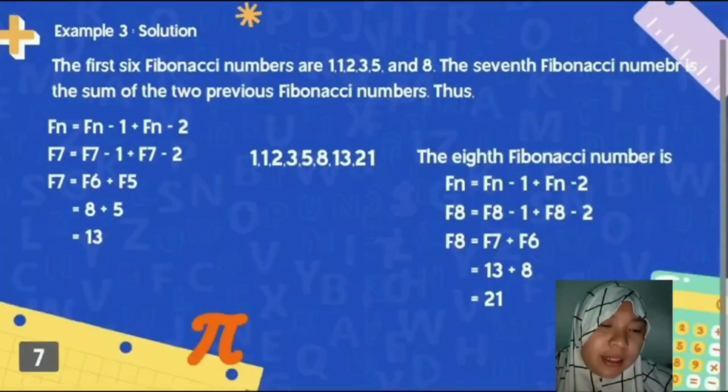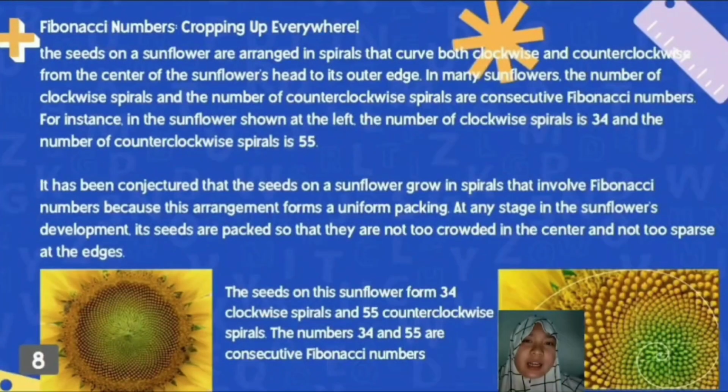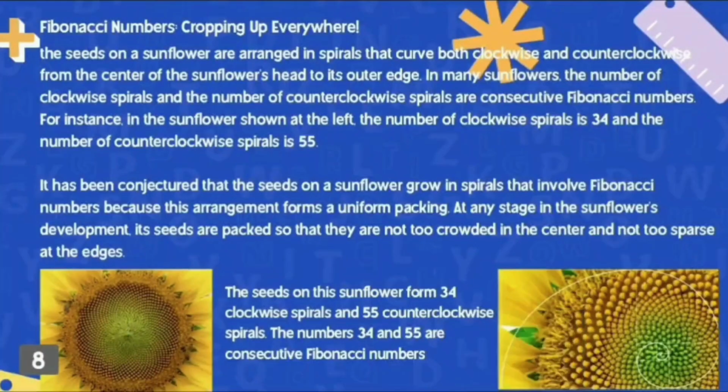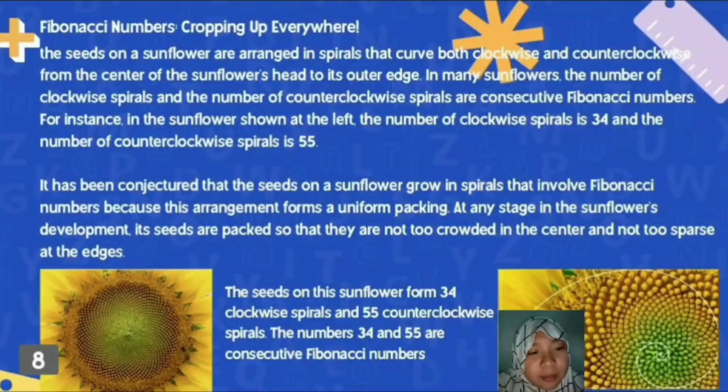Either na pwede din sa number 9, hanapin mo ang 9th Fibonacci number niya. Number 10, number 11. Fibonacci numbers ay makikita kahit saan. Pwede through flowers, through snail, lahat makikita mo sa paligid mo ay included sila sa Fibonacci. So, we have here Fibonacci numbers cropping up everywhere. So, we have here the other examples.